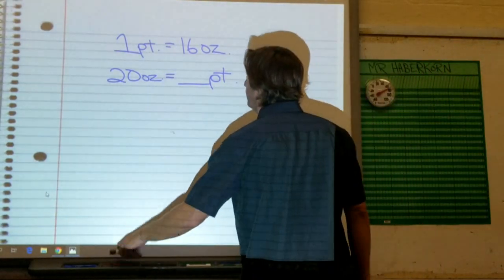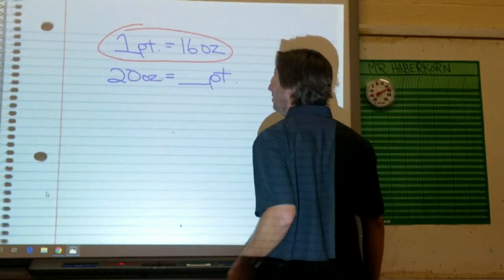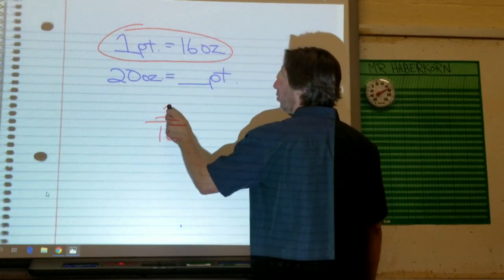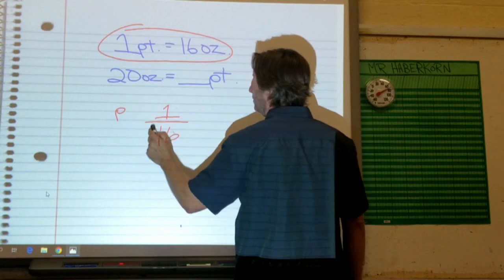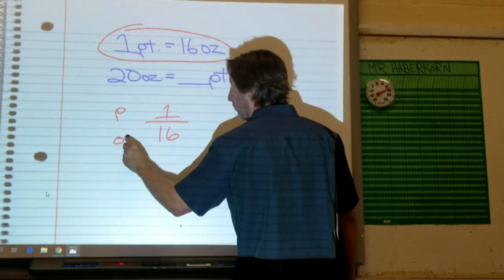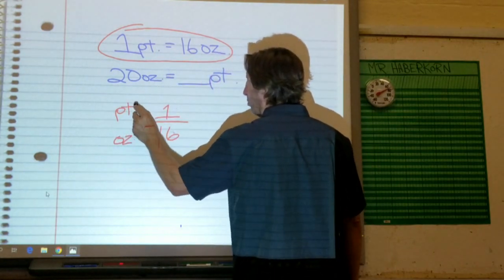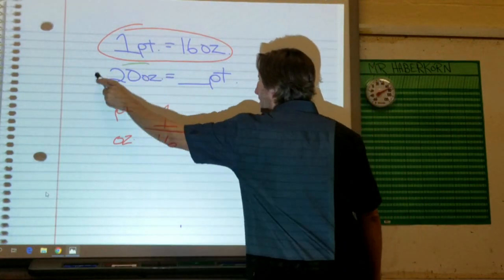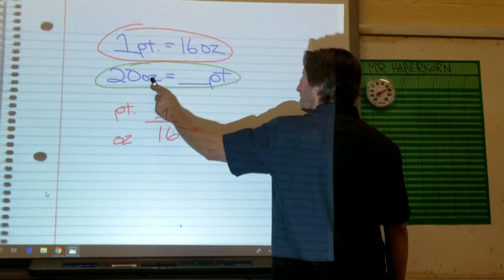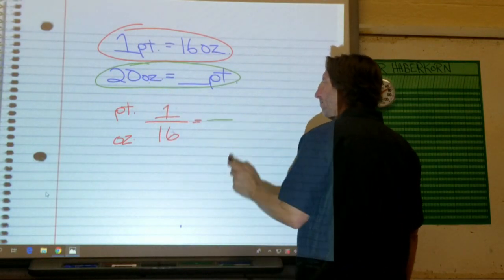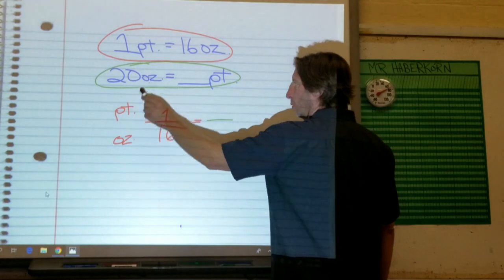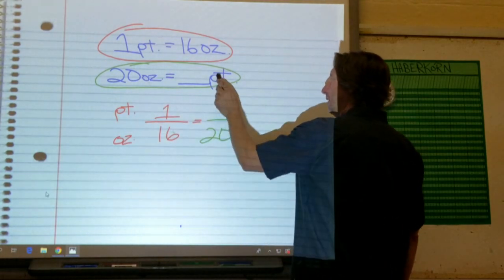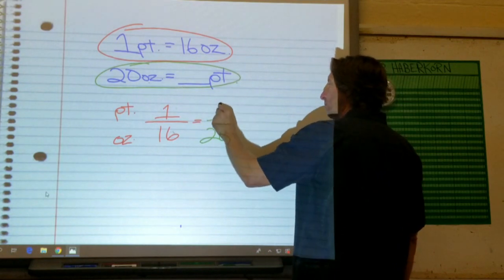So, 1 pint is 16 ounces. Make it a fraction, 1 over 16. 1 stands for P for pint. 16 stands for O for ounces. I'm going to put the whole abbreviations there. There's our first fraction. Here's our second fraction, 20 ounces. Where's that going to go, top or bottom? Where do I see ounces at? Oh, it's on the bottom. 20 goes on the bottom. And we don't know how many pints, so I'm just going to put the letter P there.